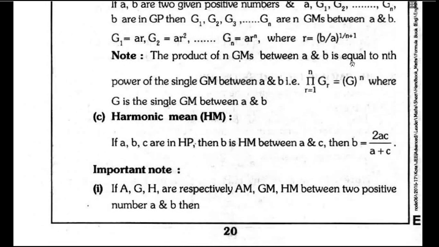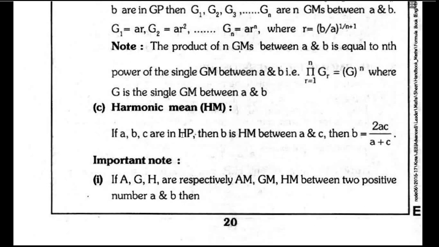The product of n geometric means between A and B is equal to the nth power of the single geometric mean between A and B, that is the product of Gr, r equal to 1 to n. This symbol is for product. It will be G to the power n, where G is the single geometric mean between A and B. Now harmonic mean: if A, B, C are in harmonic progression, then B is the HM between A and C, then B equals 2AC upon A plus C. You can also learn it the same way: 1 upon B equals 1 upon A plus 1 upon C, divided by 2, which is nothing but half of 1 upon A plus 1 upon C.